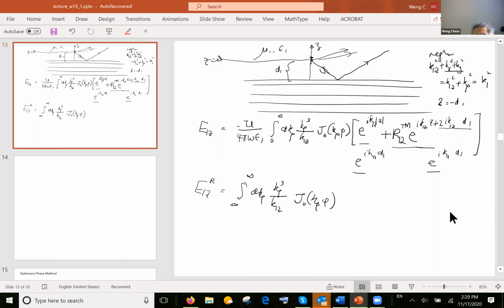Let me put everything that is complicated and call it f of k rho. I'm going to put everything in that factor, and then what I have left is just e to the i k1z plus 2i k1z d1. So this thing is very, very complicated. What can I do to expedite the integration? Well, I can use what is called the method of stationary phase.